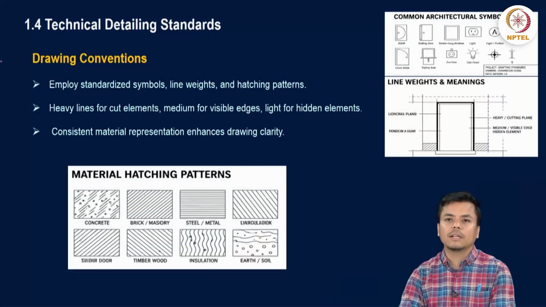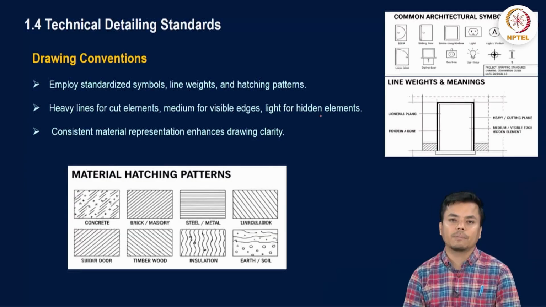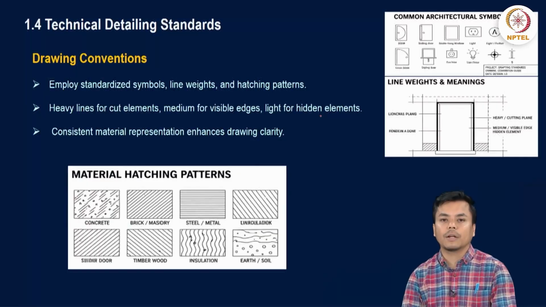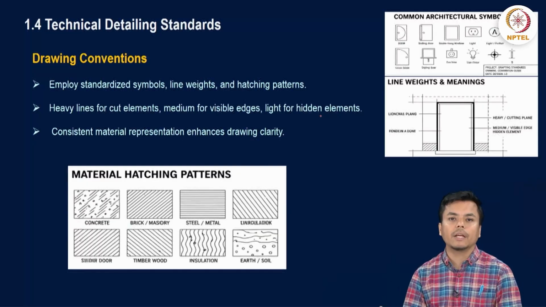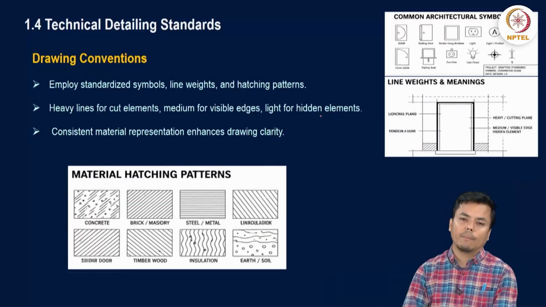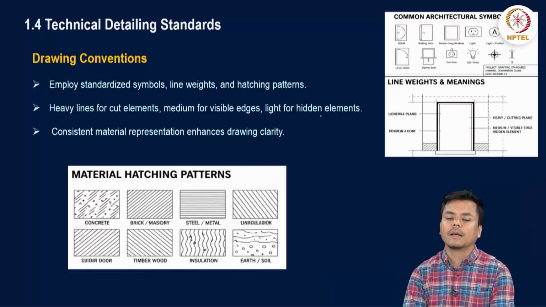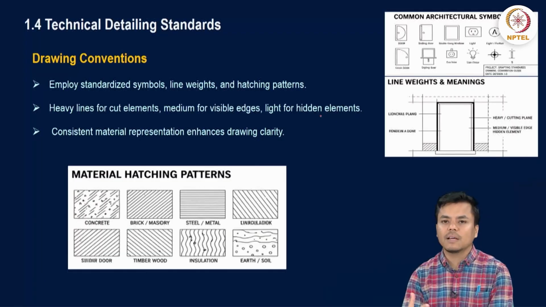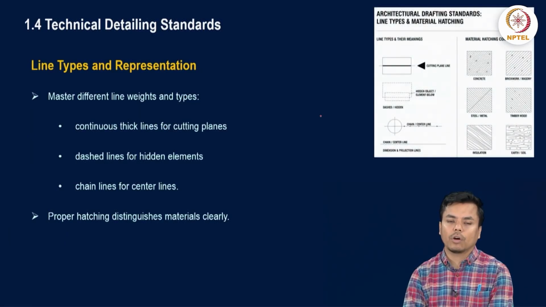Then drawing conventions include employing standardized symbols like line weights and hatching patterns: heavy lines for cut elements, medium for visible edges, and light for your hidden elements. Also remember that consistent material representation should be there in the drawing. The same material should not be represented by different hatching, as that may create confusion about whether the quality of the material is differing or it is a completely new kind of material with the same name that came up by mistake, and then there will be certain doubt. So these are things that have to be followed when you draw the technical details.